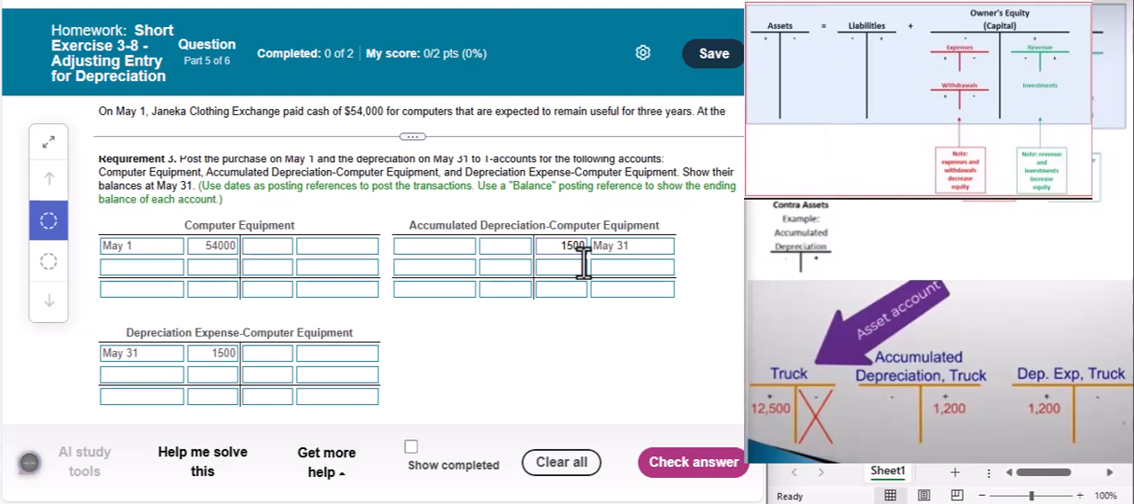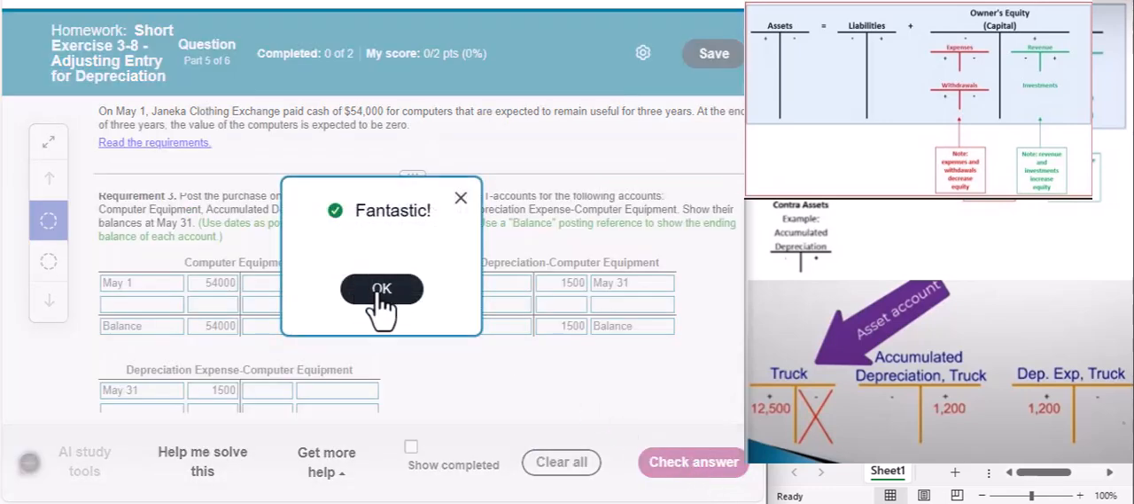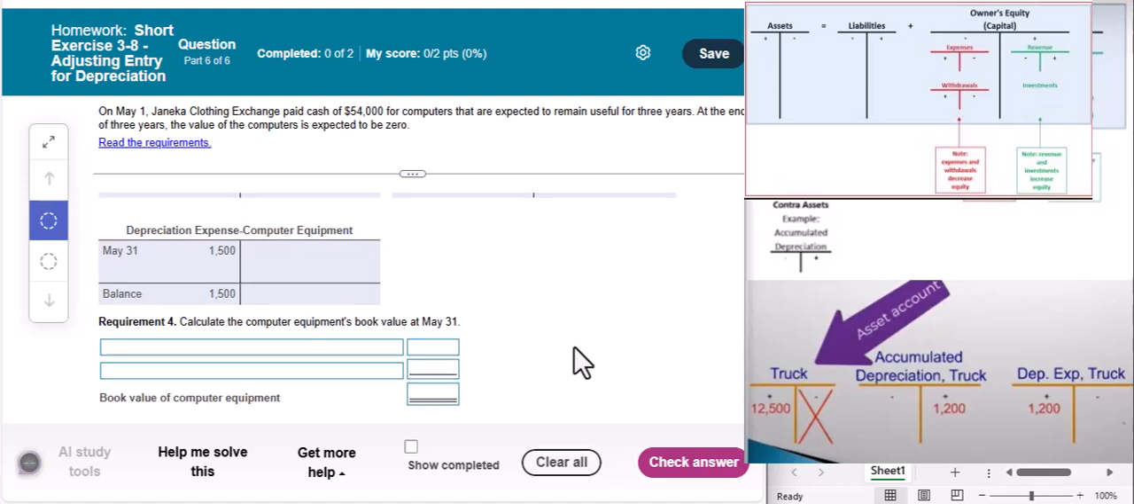Okay, and then now we need to calculate the balances. So we have a balance on computer equipment of $54,000. Accumulated depreciation, the balance is $1,500 on the credit side, and then for depreciation expense, we have a balance of $1,500 on the debit side. So let's go ahead and check our answer. Fantastic. All right, now for requirement 4, they want to calculate the computer equipment's book value at May 31st.